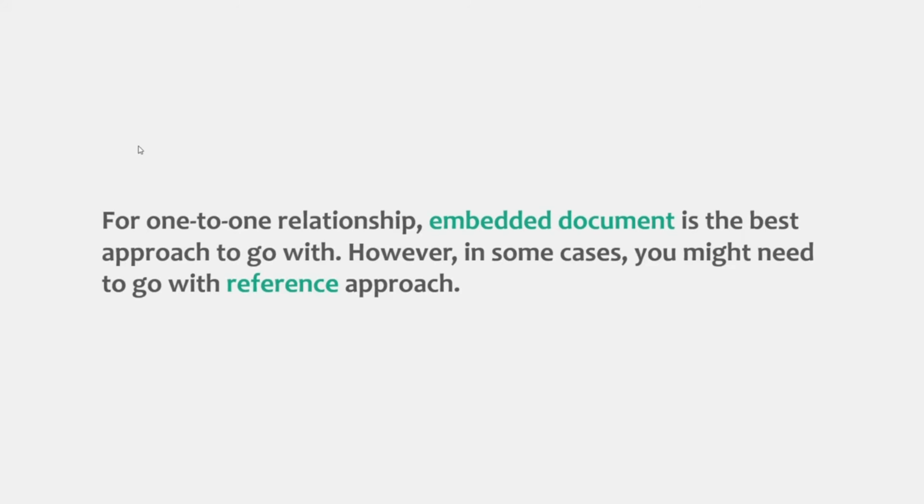So a one-to-one relationship is the best candidate for the embedded document approach. However, as I said, there are some cases where the embedded document approach might break your application. In that case, you should choose the referencing approach. Otherwise, embedded document is best for a one-to-one relationship.